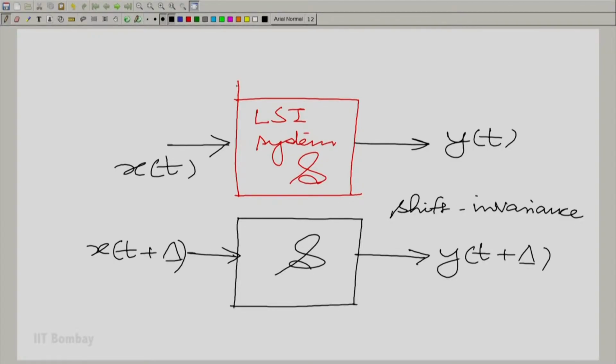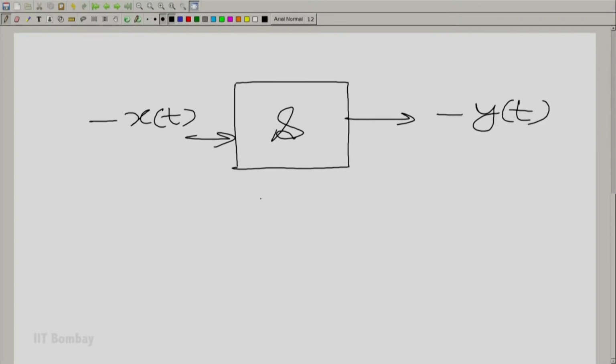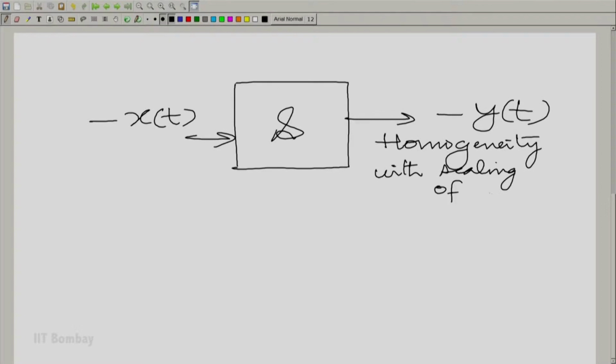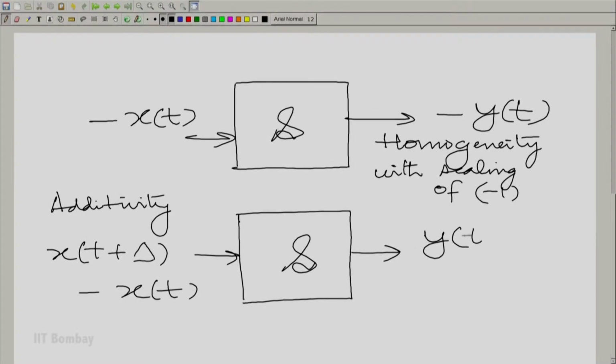So, first let me invoke homogeneity. So, I have applying minus x(t) to the same system S should produce minus y(t). This is homogeneity for you, homogeneity with a scaling of minus 1. And we now invoke additivity. So, x(t plus delta) minus x(t) should produce y(t plus delta) minus y(t).